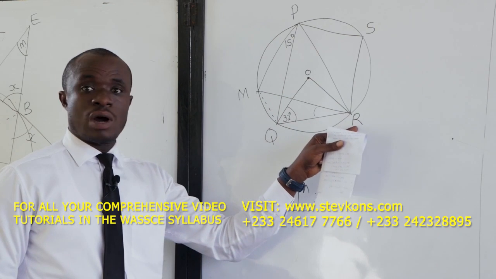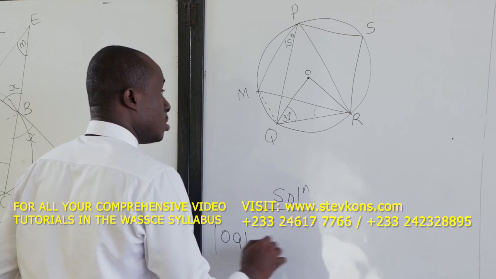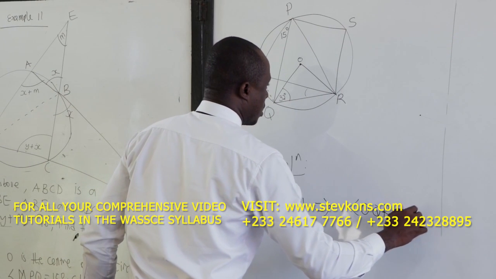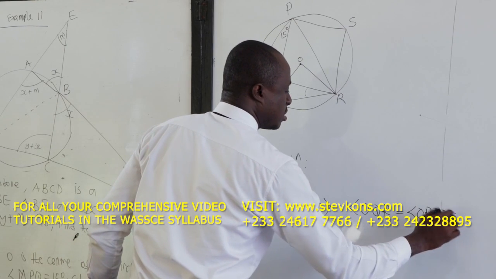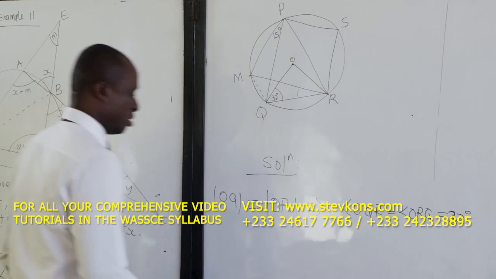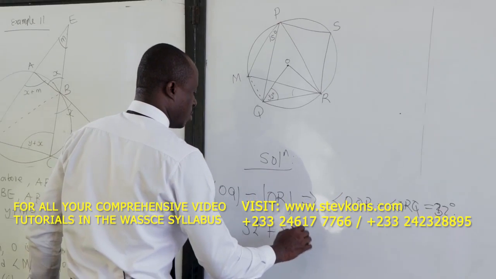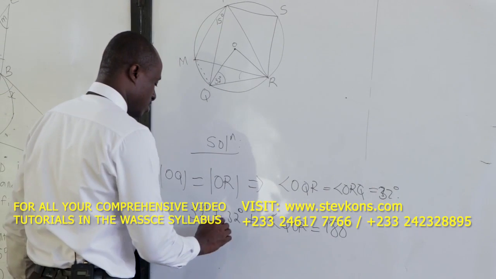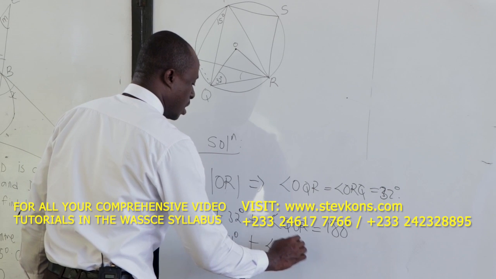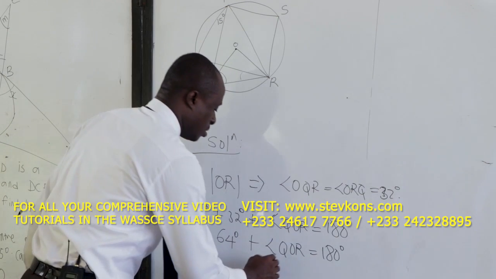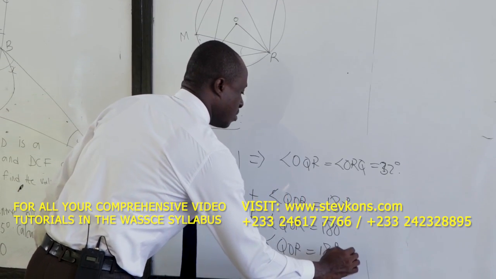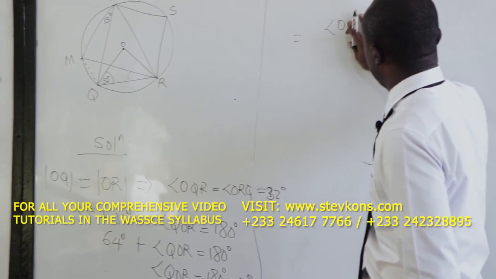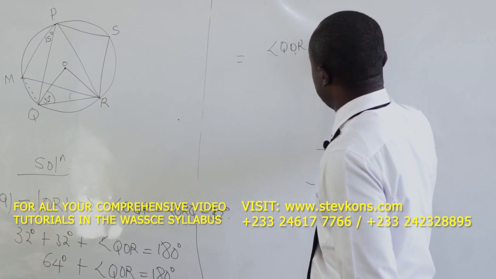Now, OQ is the same as what? OR, why? It is the radius. So OQ is the same as OR, and this implies that angle OQR equals angle ORQ, and this is equal to 32 degrees. Now, what do you have? You have 32 degrees plus 32 degrees plus angle QOR equals 180 degrees. Now, 32 plus 32 is 64 degrees, plus QOR equals 180 degrees. So QOR equals 180 degrees minus 64 degrees, and QOR equals 116 degrees.